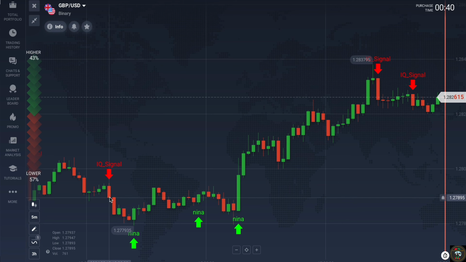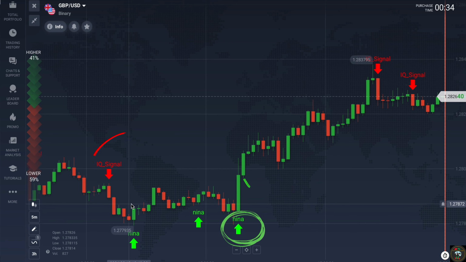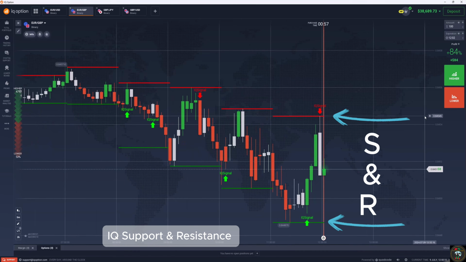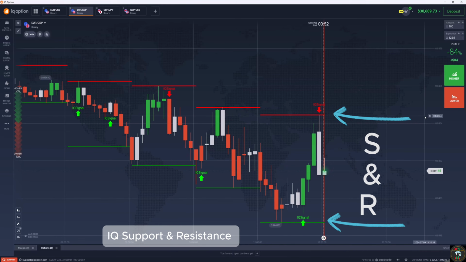The IQ Option signal script is our entry indicator. It gives signals based on candlestick engulfing momentum. The support and resistance script shows previous highs and lows in the market.